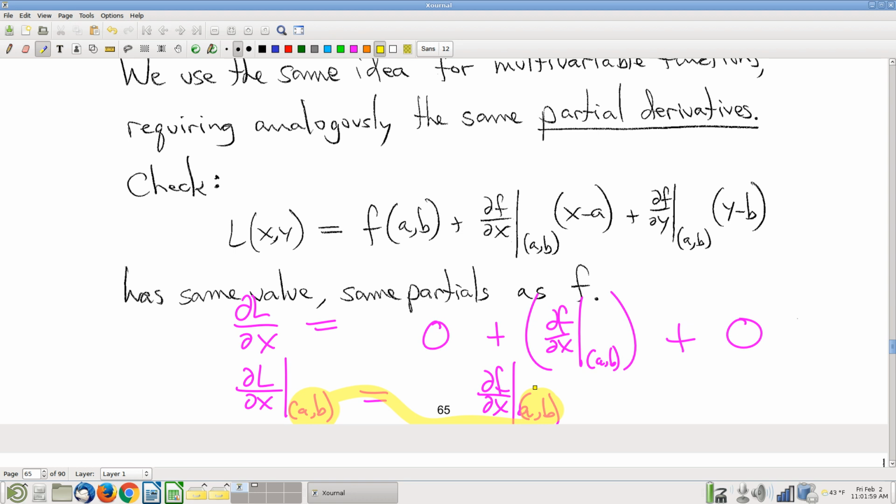Okay, so this function is the mimic, right? This function at the point A comma B, this is a rip-off of f. It's got the same value as f. It's got the same x partial as f. It's got the same y partial as f. It looks just like f. It's tracking f, impersonating f.